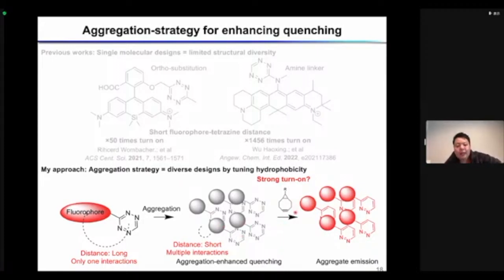And after that, if we put in a triple bond group and remove the tetrazine, I can get a turn-on emission. And because the quenching state is very dark, that means there will be a very strong turn-on efficiency.